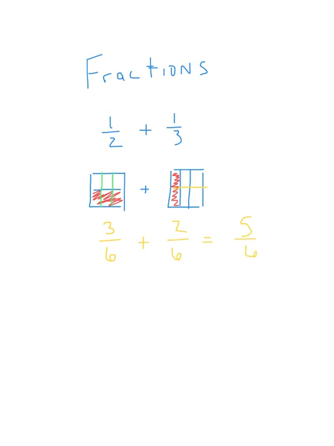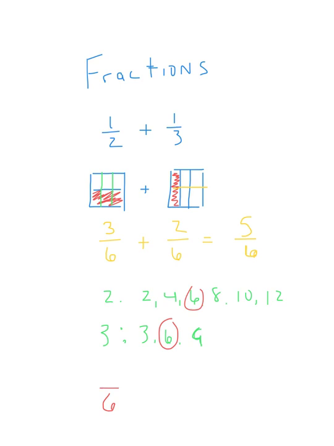Now, we're obviously not going to draw a picture every time we do addition. So another way we can look at it is, what are the multiples of 2? If we think about the multiples of 2, we have 2, 4, 6, 8, 10, 12, and so forth. What are the multiples of 3? We have 3, 6, 9. Oh, wait a second. I don't have to go any further than 6 because they both have 6 in common. So the common denominator of 2 and 3 must be 6.